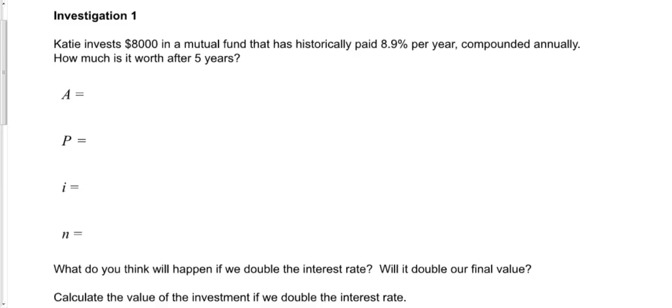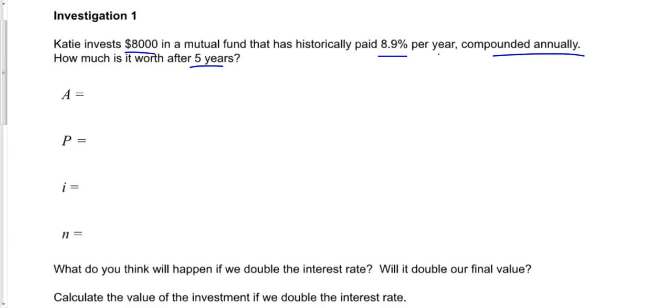So we want to explore what will happen if we change some of the conditions around a compound interest question. First, we want to explore what will happen if we change the interest rate at which the investment is going into. If we take a look at our first situation, it says here that Katie invests $8,000 in a mutual fund that has historically paid 8.9% per year compounded annually. And how much is it worth then after 5 years?